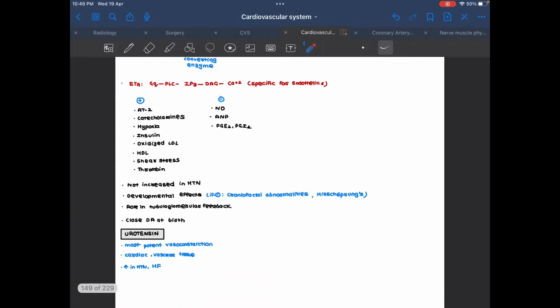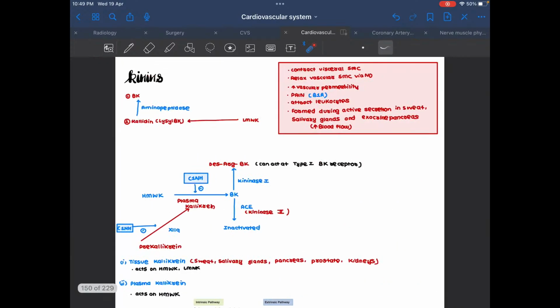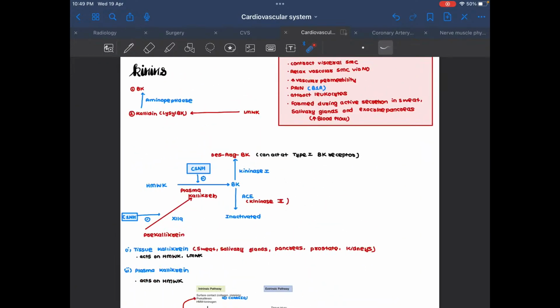That's your endothelins. Then we have something known as urotensin. It's a very important MCQ. It's the most potent vasoconstrictor which is present in our body. What is that? Urotensin. Endothelin is very potent as well, but urotensin is the most important one. Okay? And it has been found that it's increased in hypertension as well as heart failure. Urotensin. Okay? And the last we have is kinins. We've already discussed something about your bradykinin when we discussed blood physiology. So we're not going to discuss that.